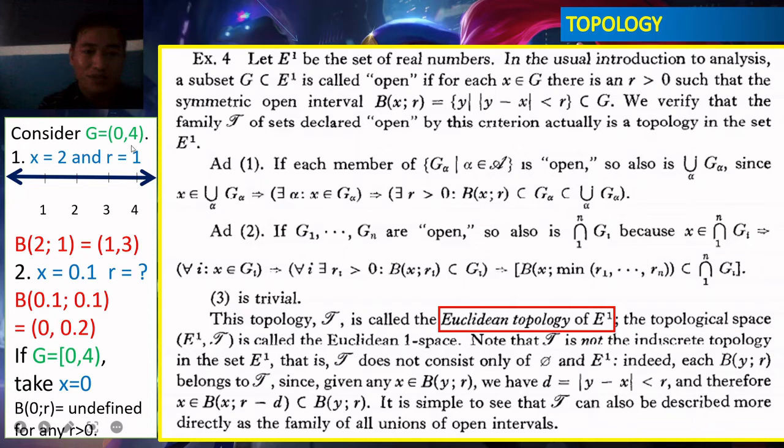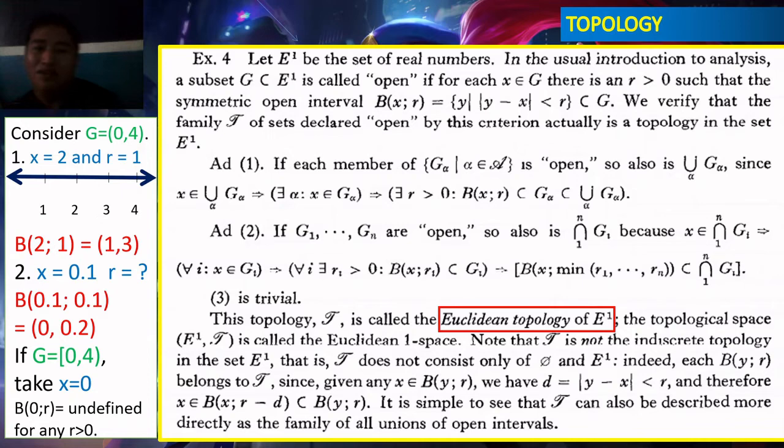Okay. Next example. What if our G is this one, half closed, half open, [0, 4)? In here, class, since this is for each X element in G, clearly 0 is an element in G. So we take X equals 0. Class, if we take the point 0, can we still create an interval that is inside G? No. So B of 0, R is undefined for any R greater than 0. We cannot get an open interval. So G should be open, which should be an open interval.